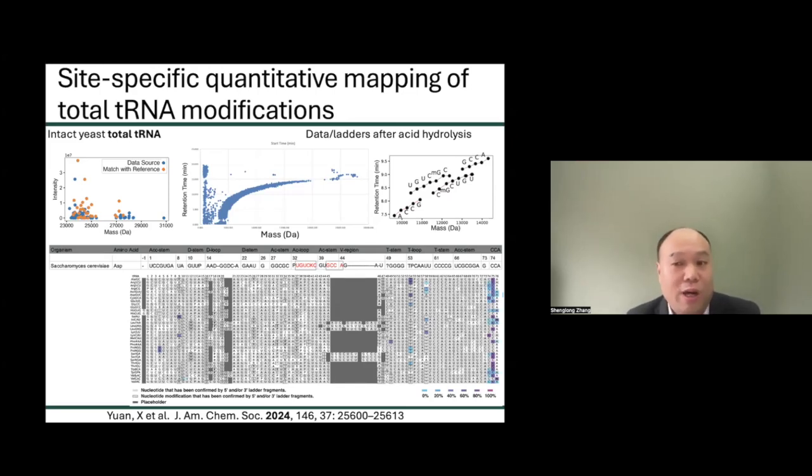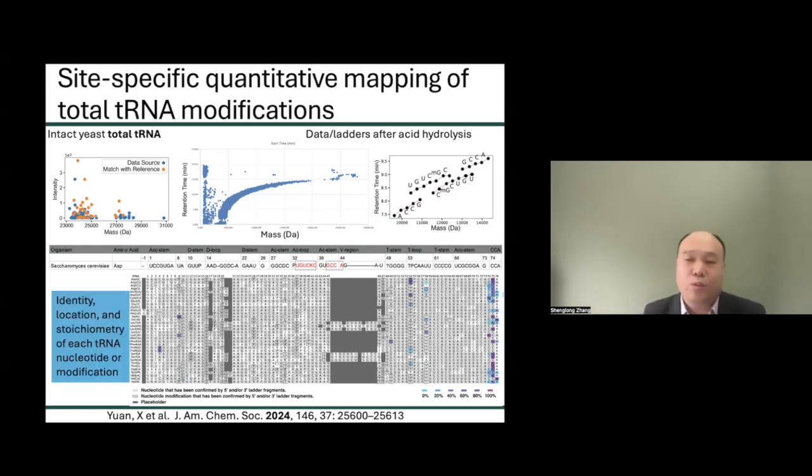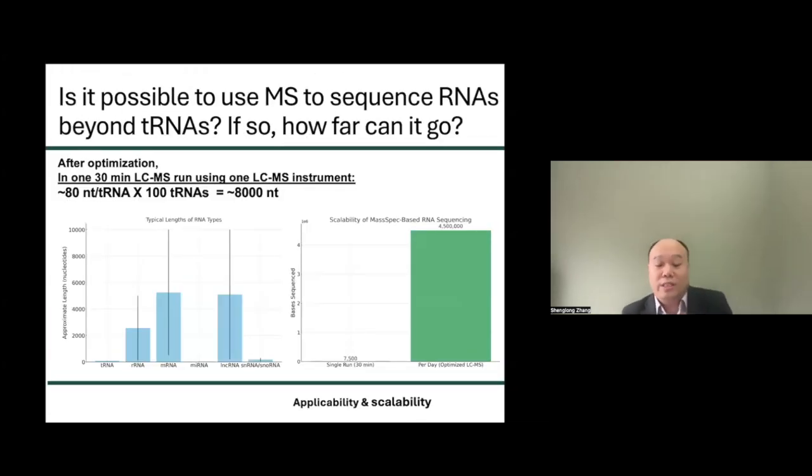Of course, some of them are not modified 100%, and we further determine that stoichiometry. So with this approach, we can identify, locate, and determine the stoichiometry of modifications in each tRNA in that total tRNA. And now we actually have a better algorithm. Since we published this, we can sequence even the ones that we couldn't find in the current database. Of course, all this is just the beginning. There are so many things we need to optimize, and so many questions we can ask.